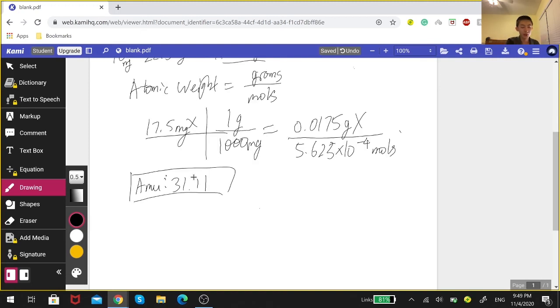Now if we need to find what is the element of this, all we have to do is go on the periodic table and see what is 31.1. 31.1 is close to number 15 on the periodic table. Of course, there can be some errors, which is phosphorus. And phosphorus is 30.97, which is super close to 31.1. And so if it wants us to know the element, we will know that the unknown element X is phosphorus.